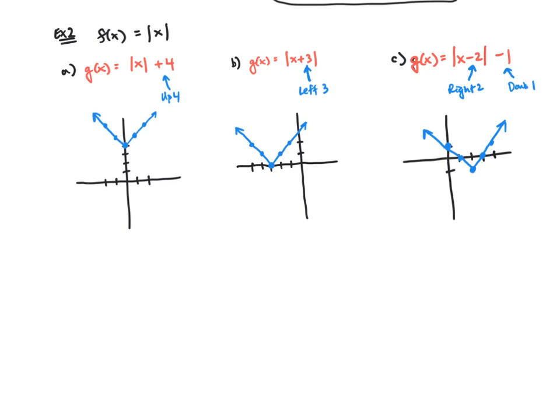All right, next, let's talk about reflections. So this is a second type of transformation. So basically, if you have a negative that's either applied directly to the x or to the function itself, that's going to flip the graph either over the x-axis or the y-axis. So let's break this down and I'll explain it.